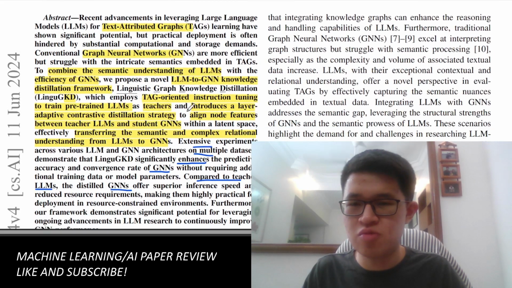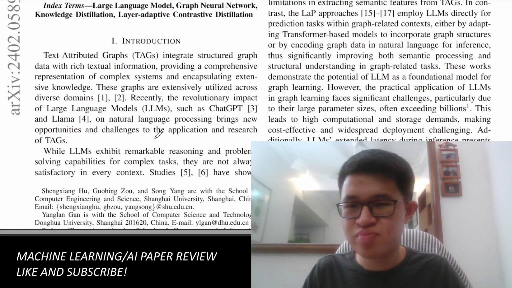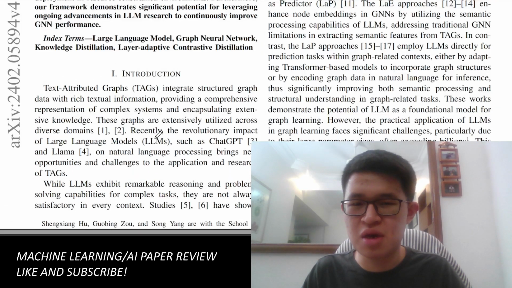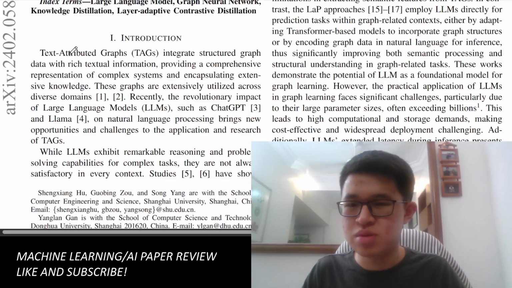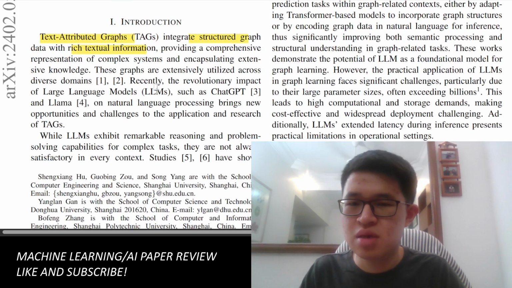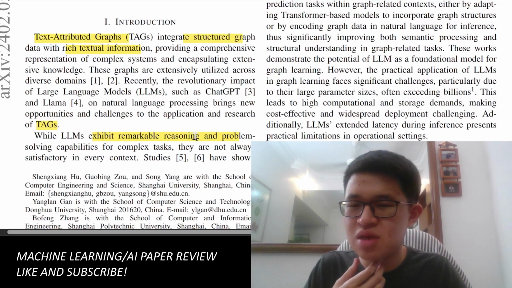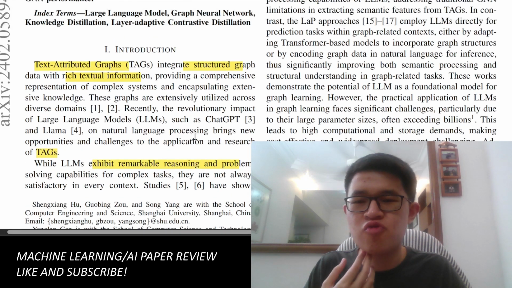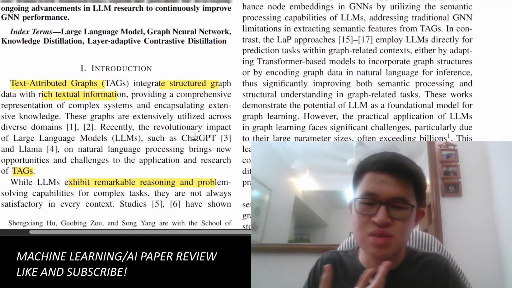All right. So once we know the abstract, now let's take a look at the introduction. So pretty much it's the same thing, you know. So TAGs integrate structured graphs with text information, like I say. So blah blah blah, and I mentioned different LLMs bringing in new capabilities for TAGs, and they also mentioned how they are good at reasoning for some complex tasks, but it's not great for every single case, right? And that's obvious.